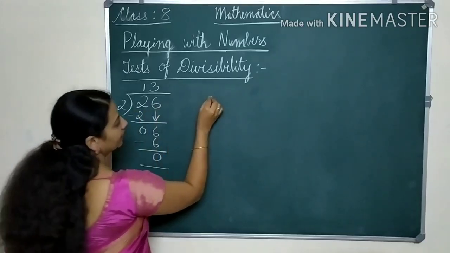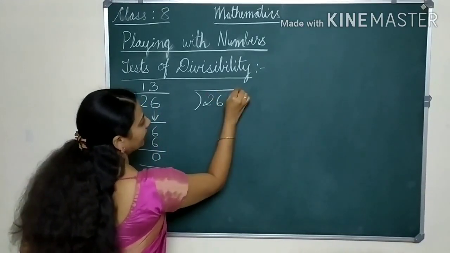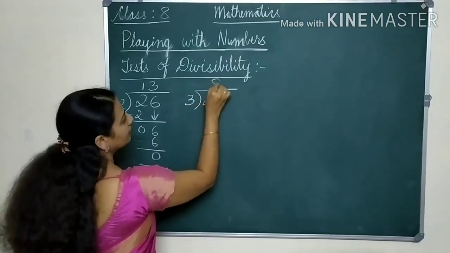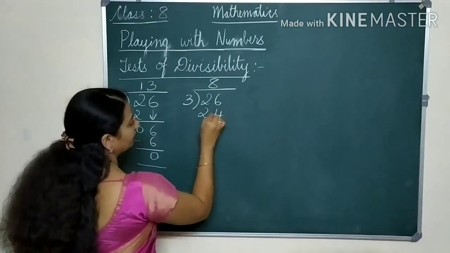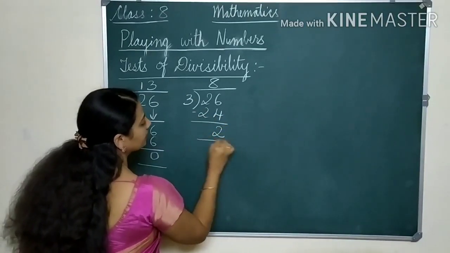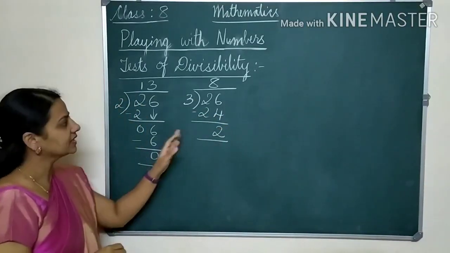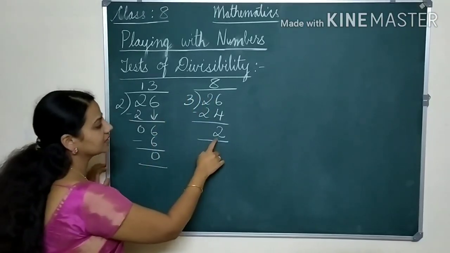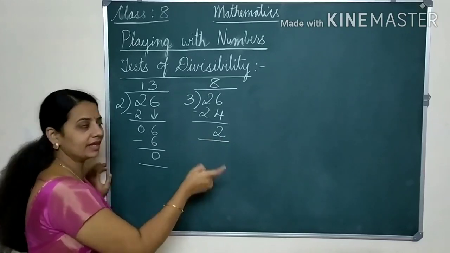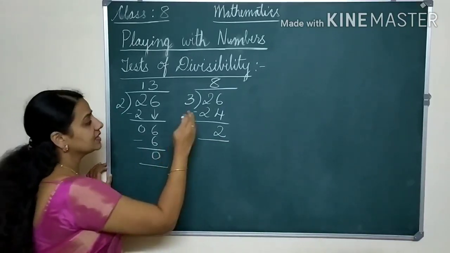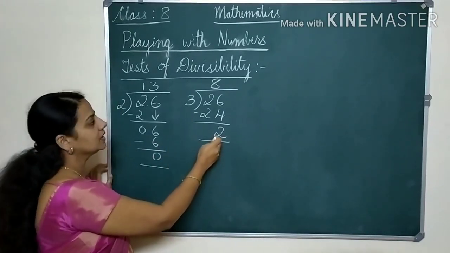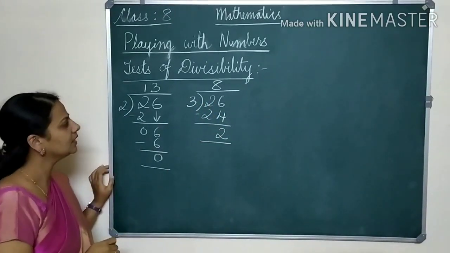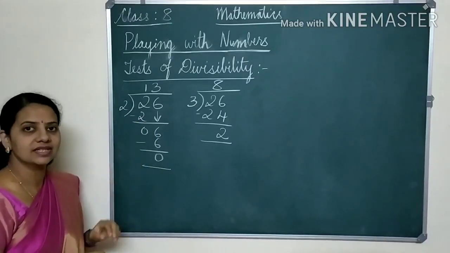Now consider the same number 26. Now divide this number by 3. So how many times it goes? 3 8s are 24. The remainder is 2. So in this case 26 is not divisible by 3 because the remainder is 2. If the remainder is 0, then I can say it is divisible by 3. But since it is giving the remainder 2, I can say 26 is not divisible by 3. So this is how we test the divisibility.